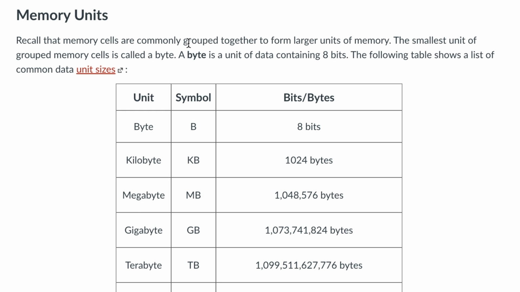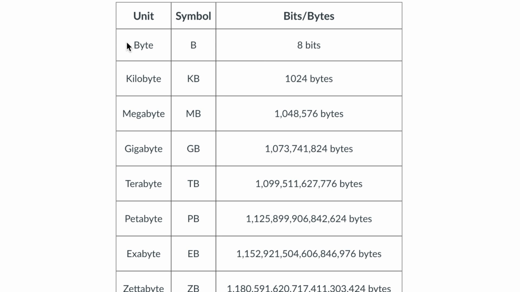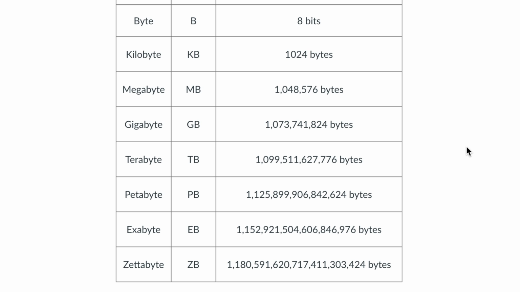So when grouping data together, we first have a byte. And a byte is going to be 8 bits of data. If I scroll down a little bit, you'll see this chart, which has some more common units of data. So if we look at this chart, you see we have 8 bits, which will make up a byte. And a byte is symbolized by just the letter capital B. A kilobyte, the KB, is 1024 bytes.